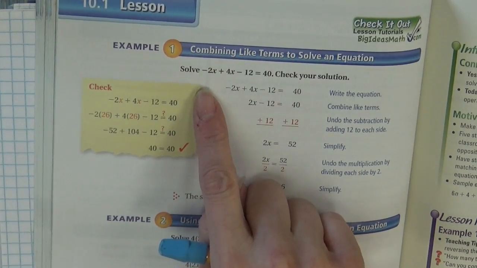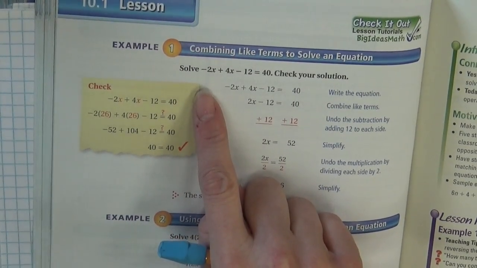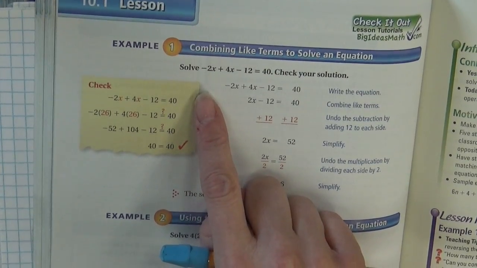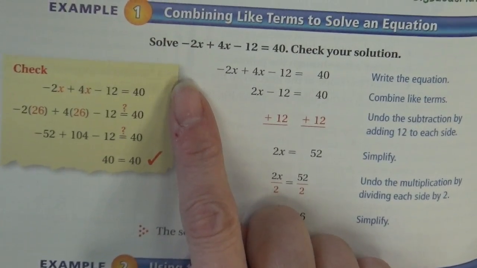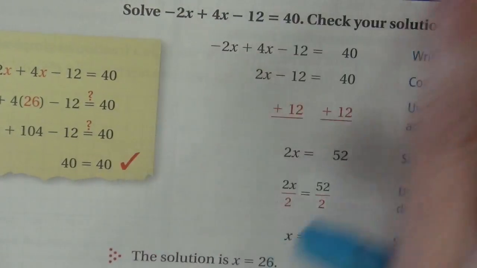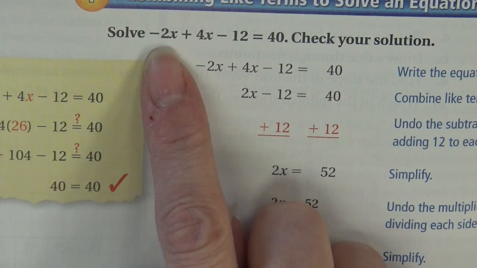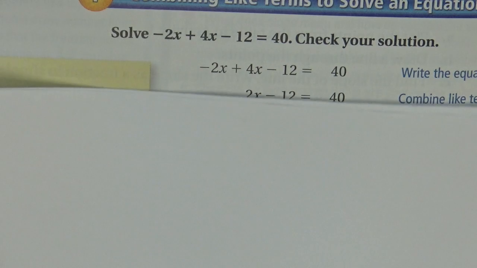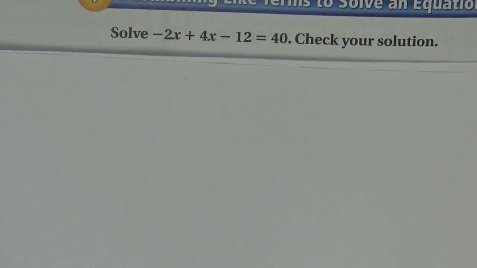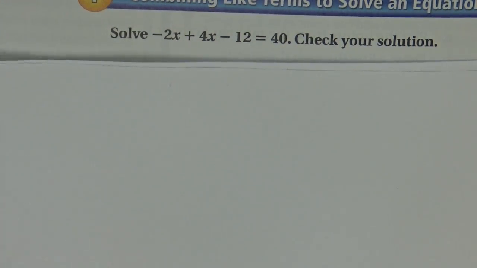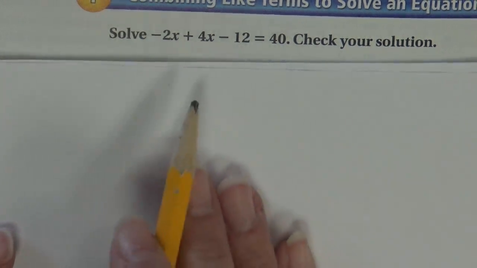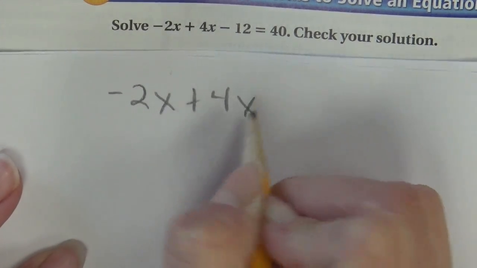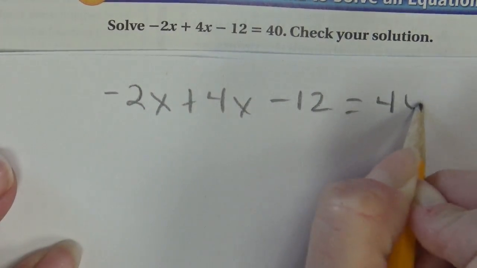In example 1, we're asked to solve the problem negative 2x plus 4x minus 12 equals 40 and check our solution. I'm just going to work through this, and you can watch me do it. You can copy it as you watch for your own notes if you like. So I'm going to rewrite the problem: negative 2x plus 4x minus 12 equals 40.